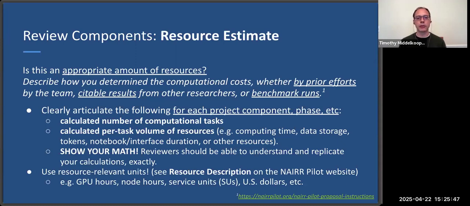For clarity, proposals should summarize calculations via tables that capture benchmark values and relevant scaled-up calculations totaled across project tasks and phases. Be sure to use resource-relevant units, for example, GPU hours. And if a resource is allocated in some other units, be sure to include a conversion to those units, for example, service units or dollars. For some resources, mainly public commercial cloud, you are also required to include a link to the results of the resource pricing calculator. Be sure that this link works.